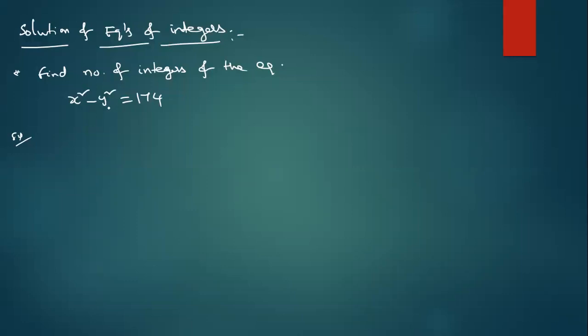So find the number of solutions. See the question carefully. For what values of x is x square minus y square equal to 174? Clear? If you observe the right side, what is the number? It is an even number, 174. That means the left-hand side must also be an even number.